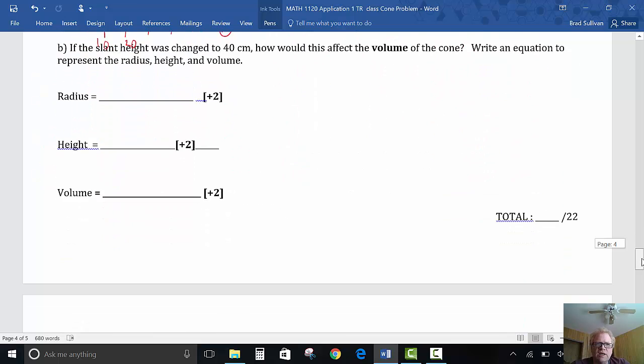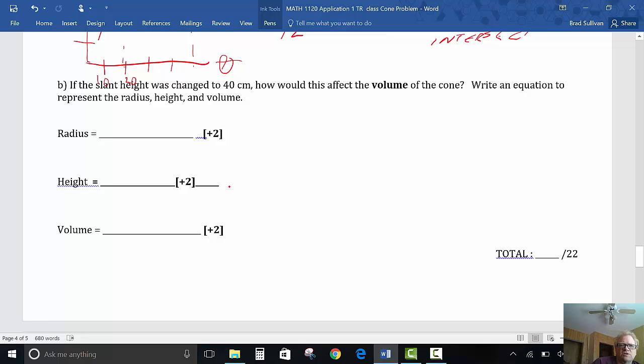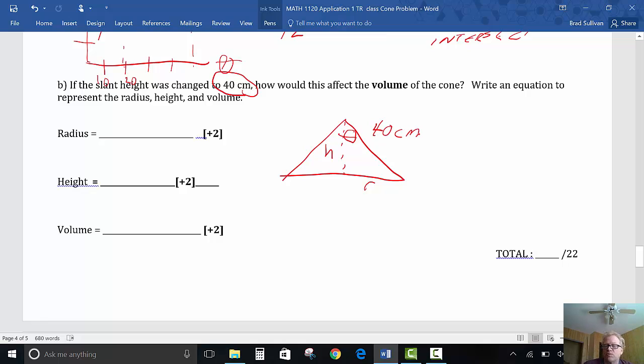And then the last thing I want you to do is take a look at the cone. You're going to redo stuff that you did, but you're going to change the slant height to 40. So now you have a cone with basically the same things: this being the height, this being the radius, this being your angle theta, but the slant height has been changed to 40 centimeters. So you're going to redo parts of the problem to see what happens.